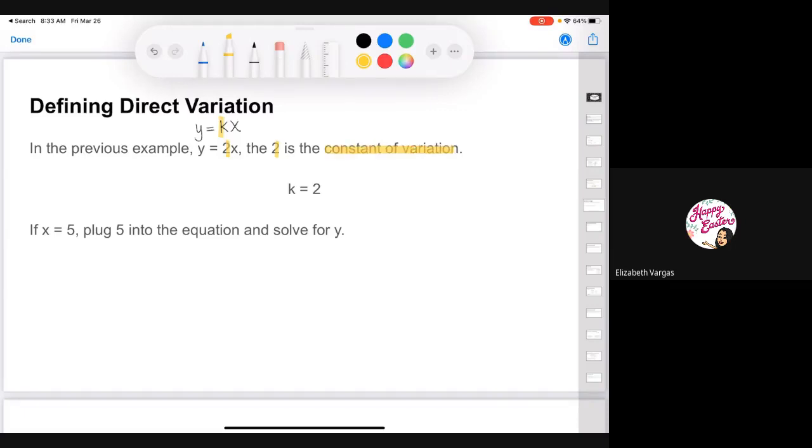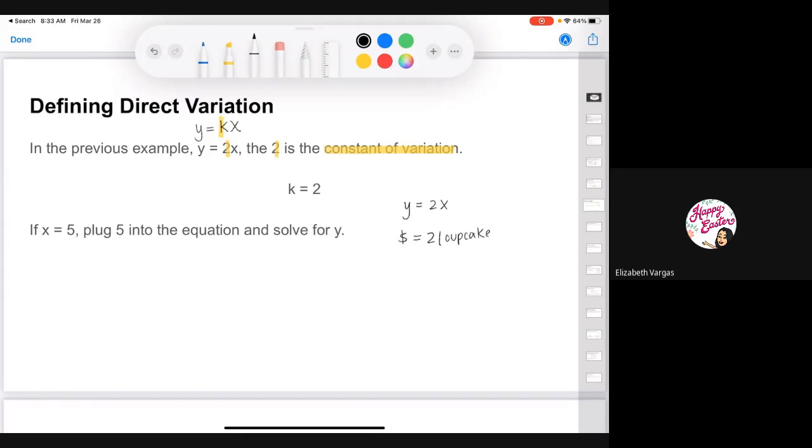Okay? So what direct variation tells us is how y varies with x, or x varies with y. It's basically how our two components relate to each other. So say we had this equation right here, and let's say that y was telling us the cost. 2 told us that each cupcake was $2, and x told us how many cupcakes we had.